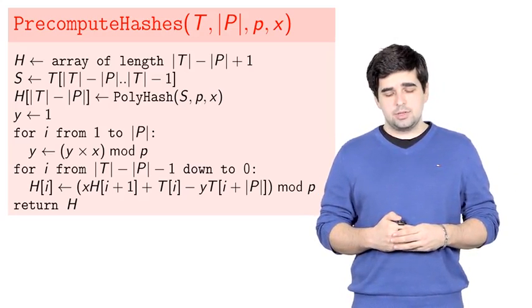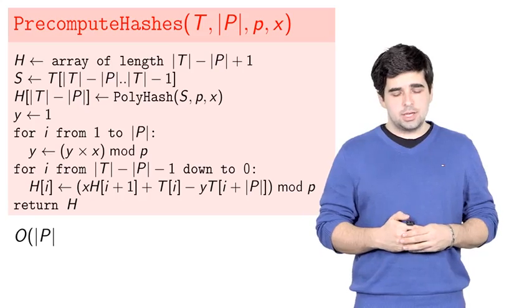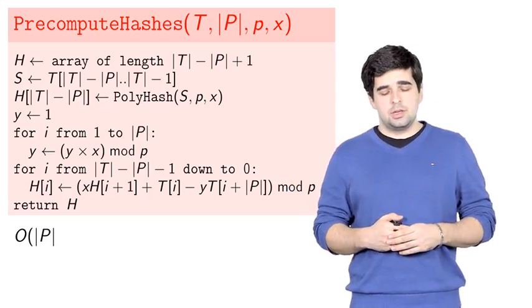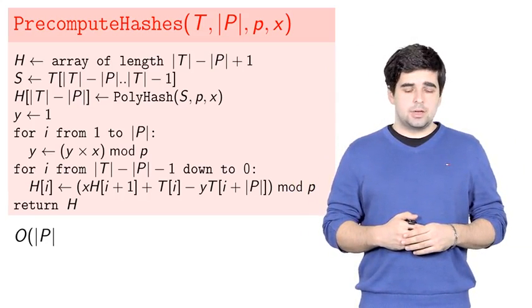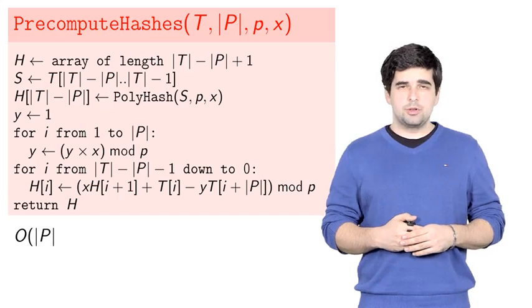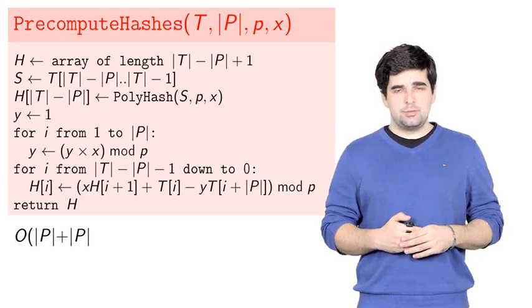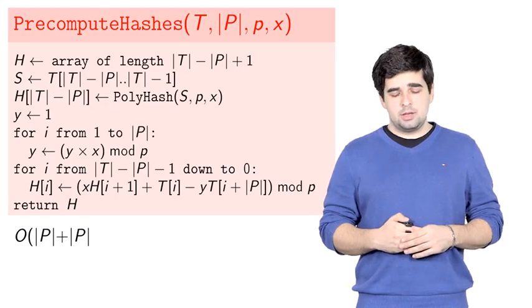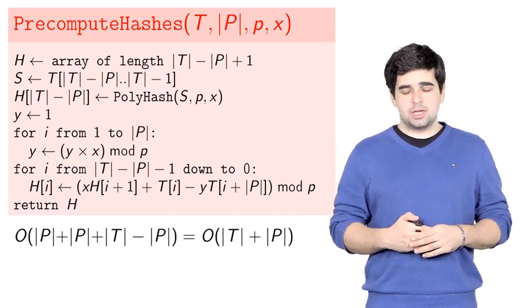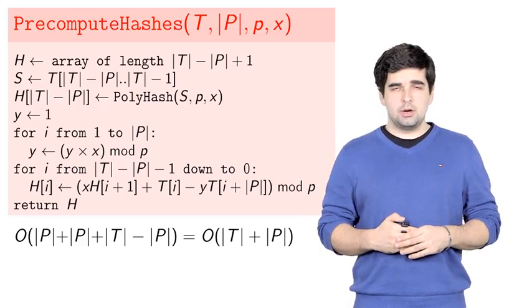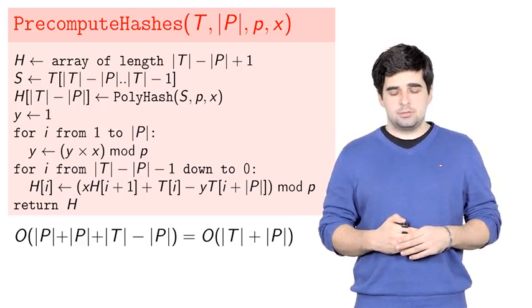So to analyze its running time, we know that initialization of array H, of s, and the computation of the hash value of the last substring all take time proportional to the length of the pattern. Also, pre-computation of the x to the power of length of p takes time proportional to the length of the pattern. And the second for loop takes time proportional to length of the text minus length of the pattern. And all in all, it's big O of length of the text plus length of the pattern.